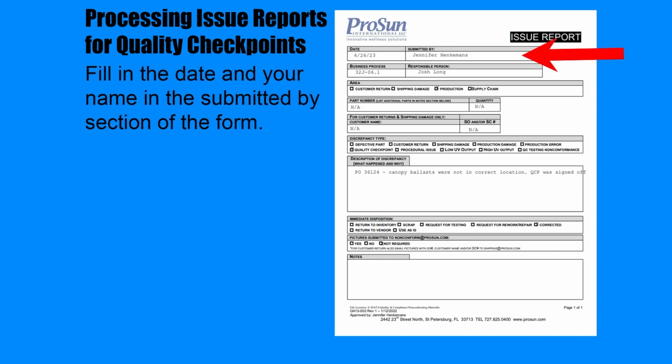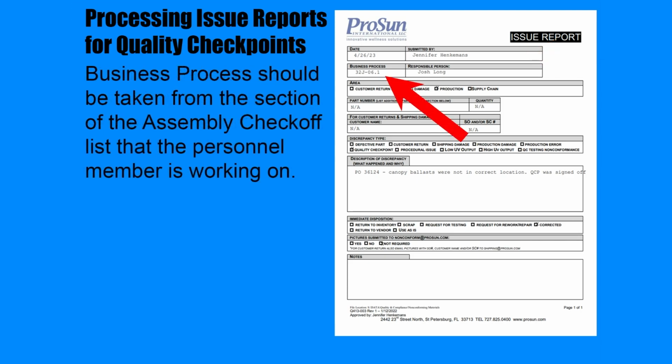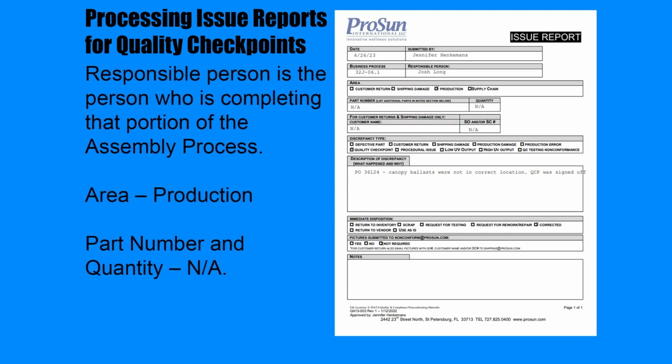Fill in the date and your name in the Submitted By section of the form. The business process should be taken from the section of the assembly checkoff list that the personnel member is working on. The responsible person is the person who is completing that portion of the assembly process. For area, put production. For part number and quantity, put not applicable.